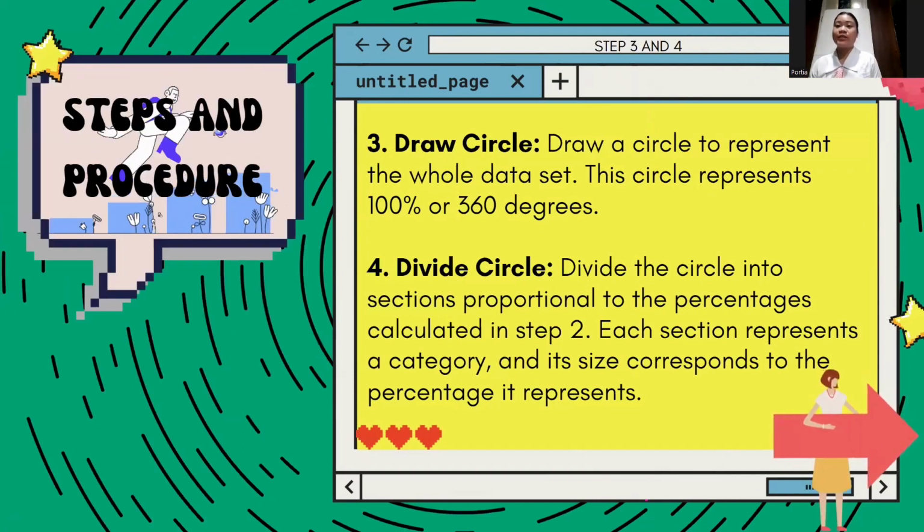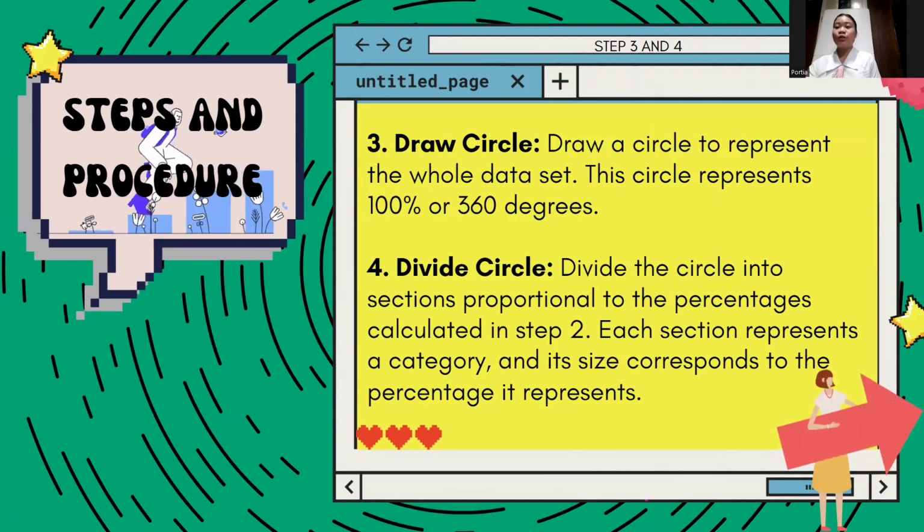The third one is to draw a circle. Draw a circle to represent the whole data set. This circle represents 100% or 360 degrees.